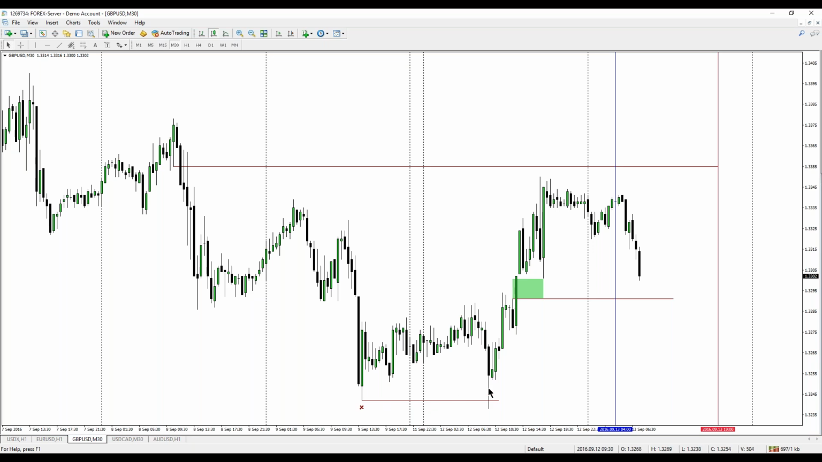The low, they run those real quick. They take out the sell stops.